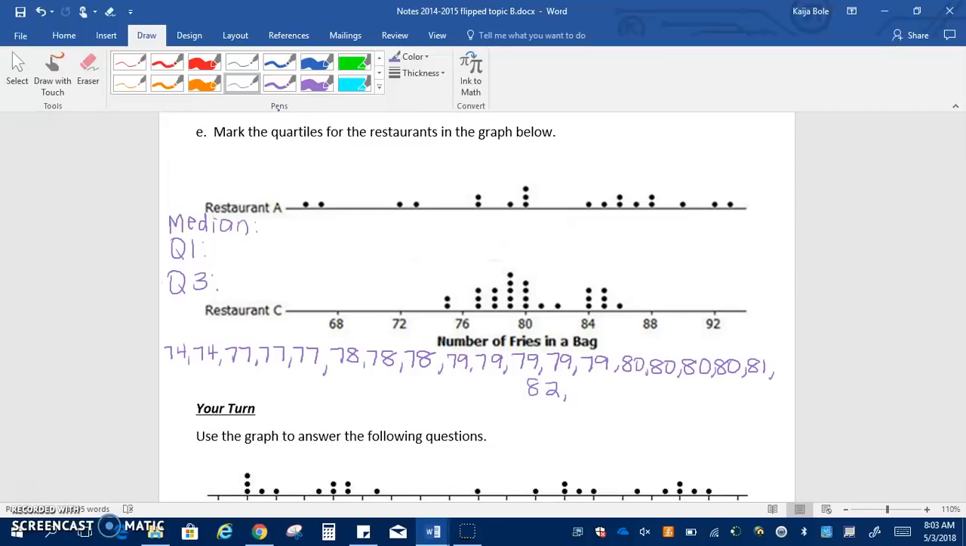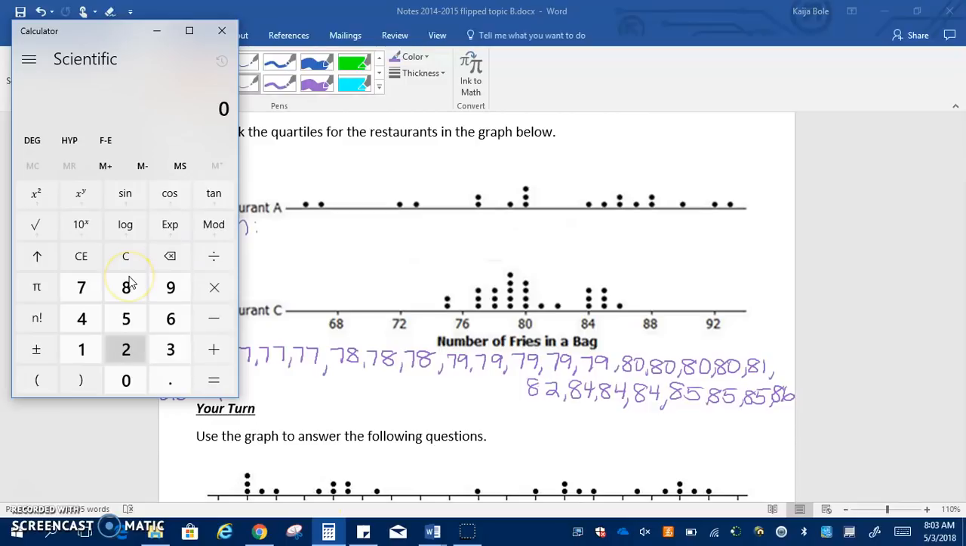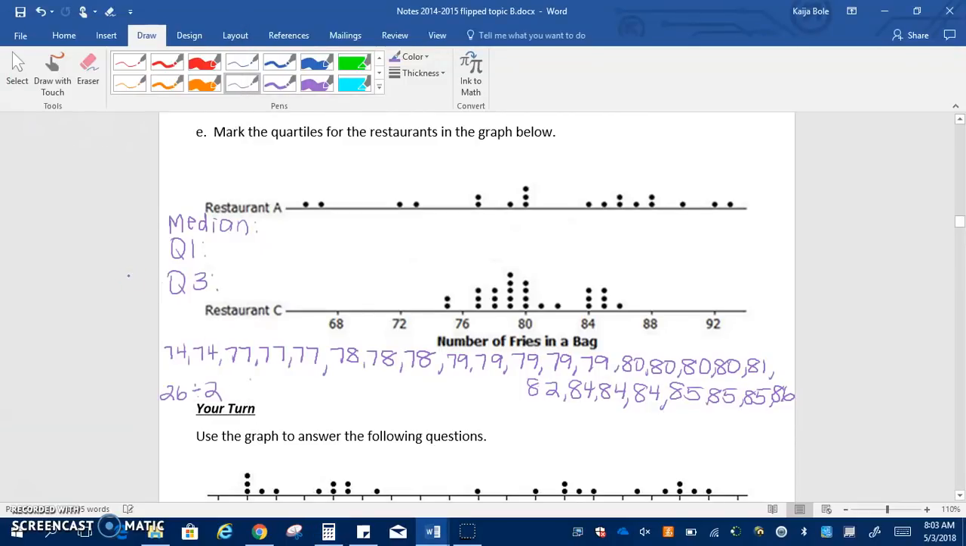Then we've got 3 84s, 3 85s, and an 86. Okay? If we count those up, 1, 2, 3, up to 25, we have 26 data points. If we divide 26 by 2, 26 divided by 2 gives us 13. So after the 13th number is our median. We count 1 through 13, so right here in between 79 and 80. That means our median is 79.5.